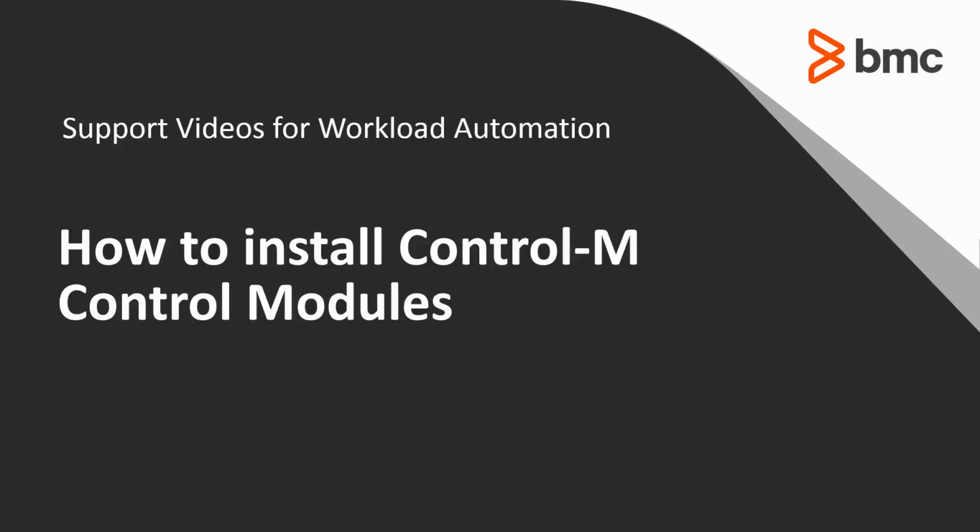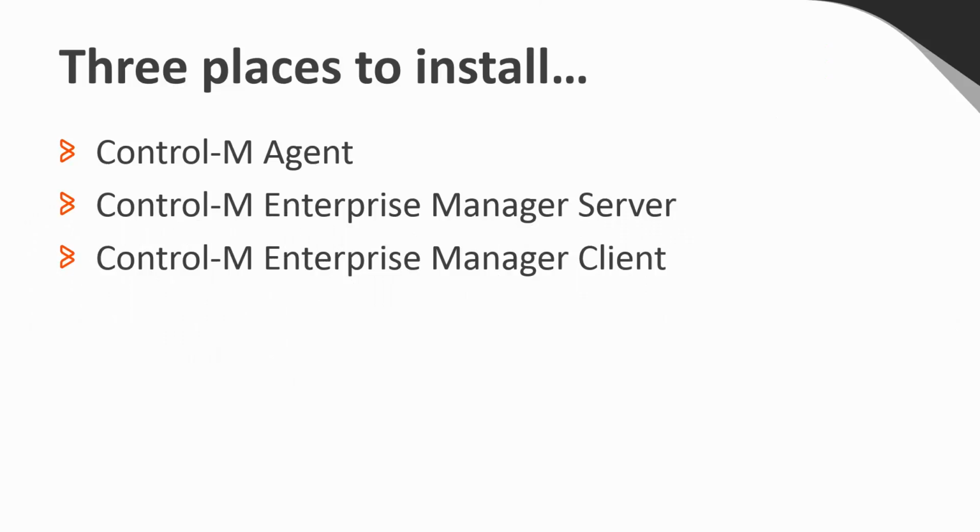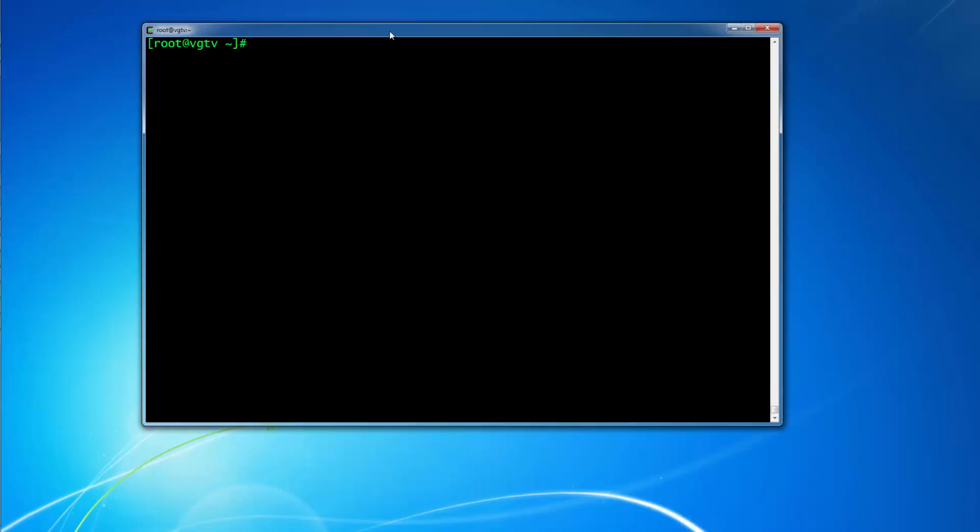This video will demonstrate how to install control modules for ControlM. Control modules are installed in three places: the ControlM agent, the ControlM Enterprise Manager server, and ControlM Enterprise Manager Client. Please note this is just an example. For specific instructions, please refer to the release notes for your product. For this demonstration, we will be installing ControlM for databases version 9 onto a ControlM agent 9.